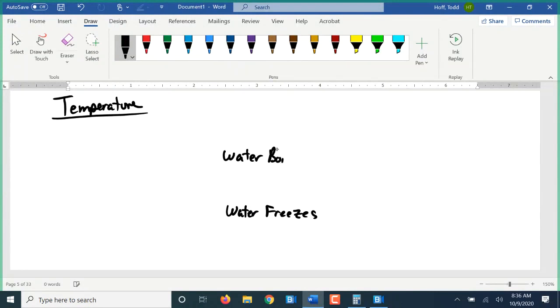Of course, our standard system, we're working in degrees Fahrenheit. In degrees Fahrenheit, at what temperature does water freeze? 32 degrees. 32 degrees Fahrenheit. Very good. At what temperature does water boil?